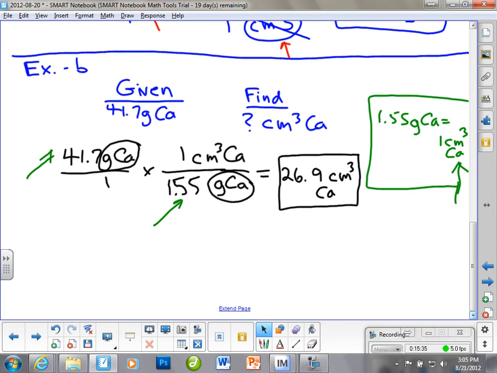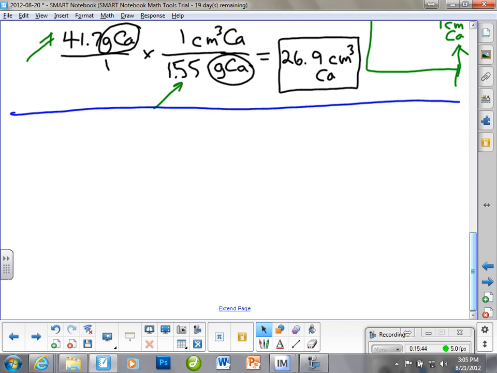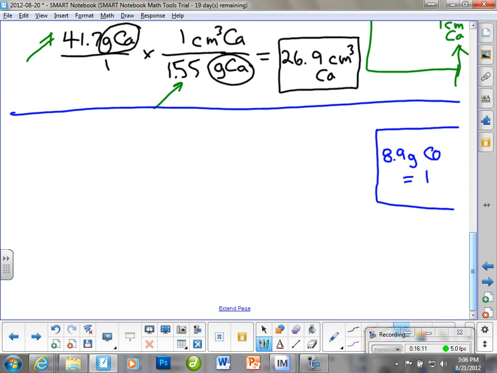Now I'm going to do one more for you really quick, and hopefully we'll be able to knock this out pretty fast. Let's do cobalt. And can someone give me a density for cobalt? 8.9. It is 8.9. Excellent. So we'll do this as a sidebar: 8.9 grams of cobalt is equal to 1 cubic centimeter of cobalt. Okay, there's my sidebar stuff.